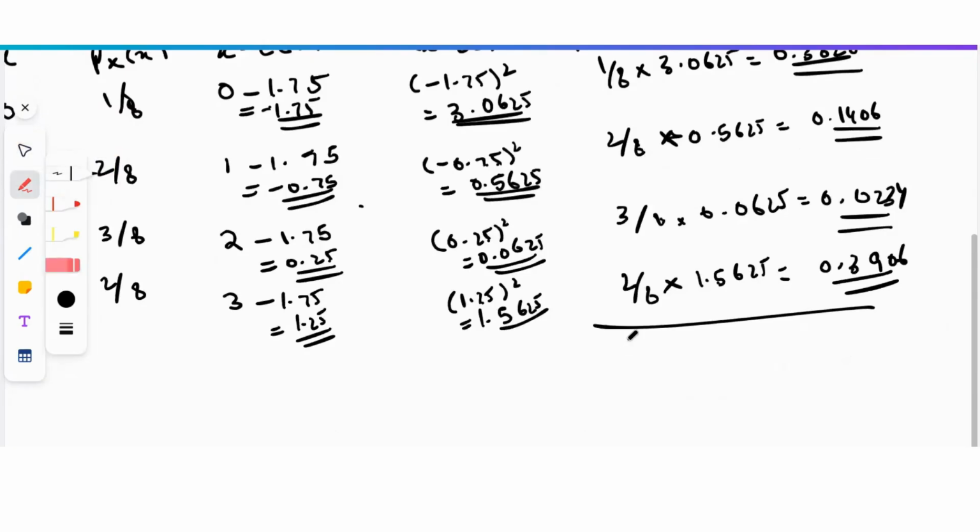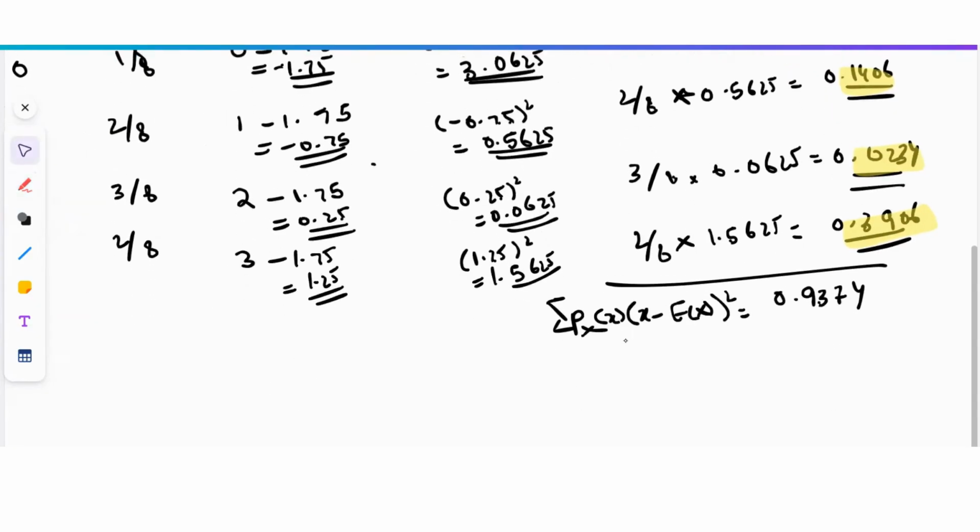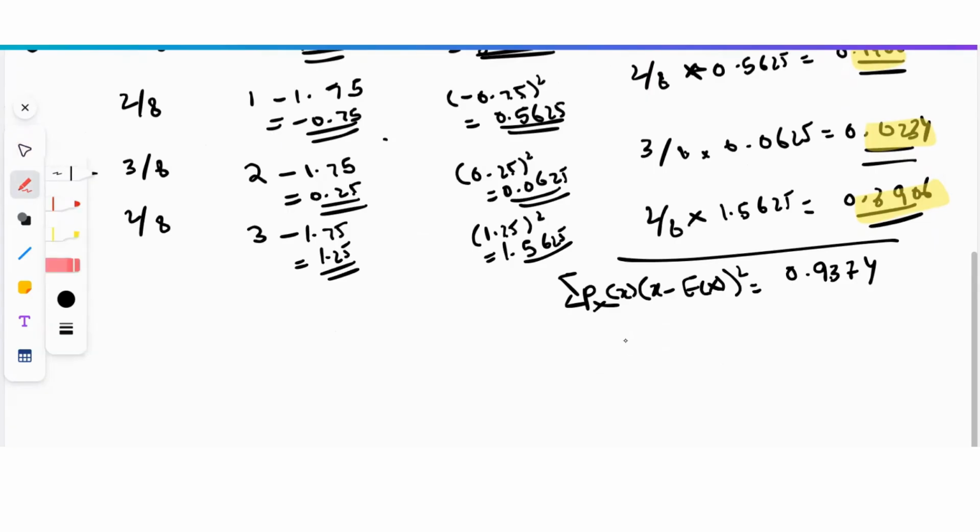So summation p of x into x minus expected value of x whole square is just the sum of all of these, right? So essentially you just have to sum up all of these. And when you sum up all of these, you get the exact same answer, 0.9374. Just the decimal place is a little off. That was 0.9375. This is 0.9374 because we just rounded off this.